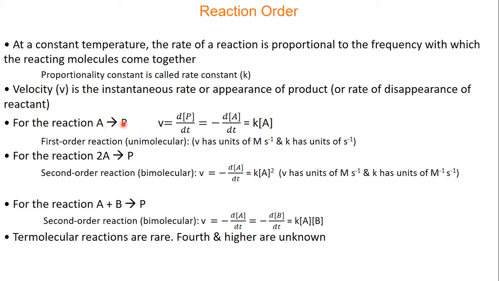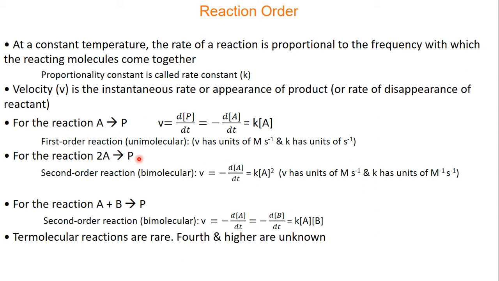What we're showing here is called a first order reaction or a unimolecular reaction. That is based on only one molecule. Your velocity is always in units of molar per second. So if our equation for velocity is K multiplied by concentration, and concentration is always in molar, K must have units of per second.